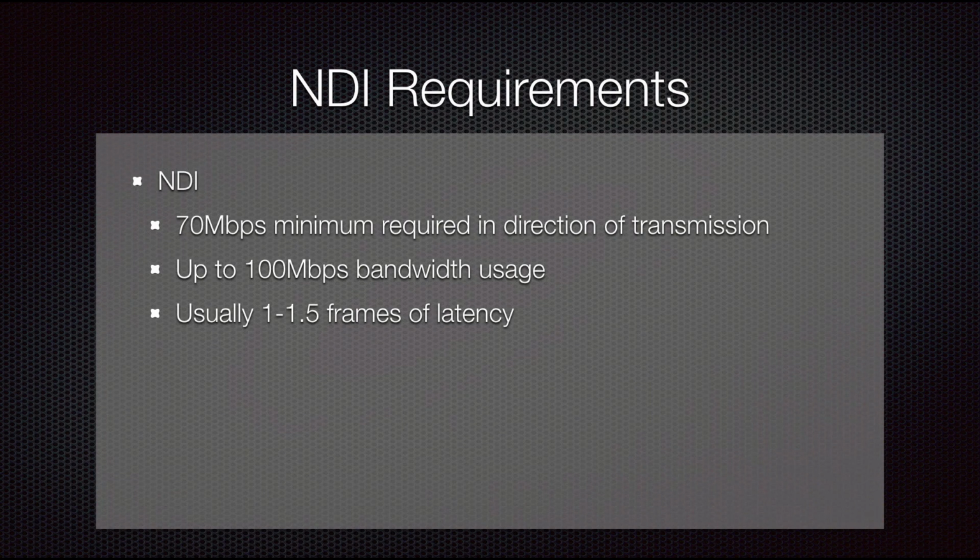So the requirements. Again, just as a reminder, NDI by itself, version 1, version 2, and version 3, not HX, but version 3, the minimum requirement is 70 meg in the direction of the transmission. So from whatever way you're sending the data, you need to have at least 70 meg guaranteed. But it really uses anywhere between 70 and about 100 meg. So you really want to make sure that you've got around 100 meg available. And it's usually about 1 to 1.5 frames of latency, so very, very low latency on here.